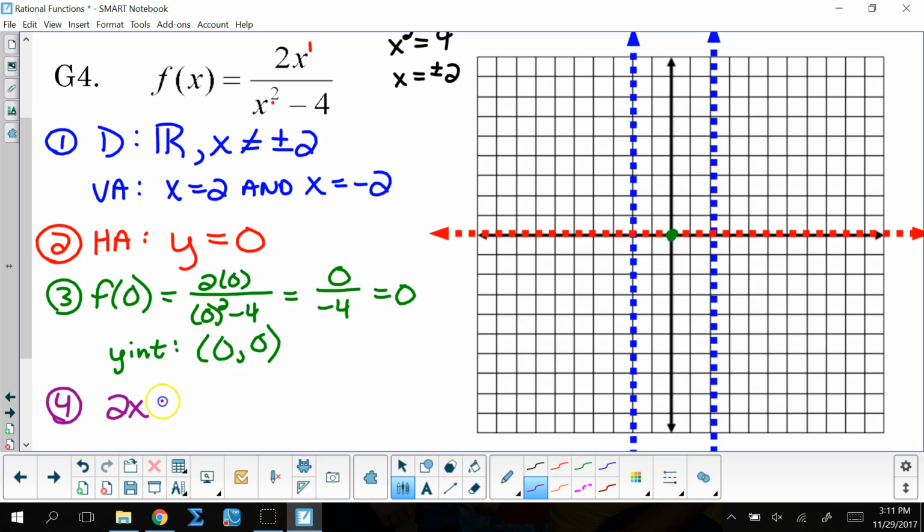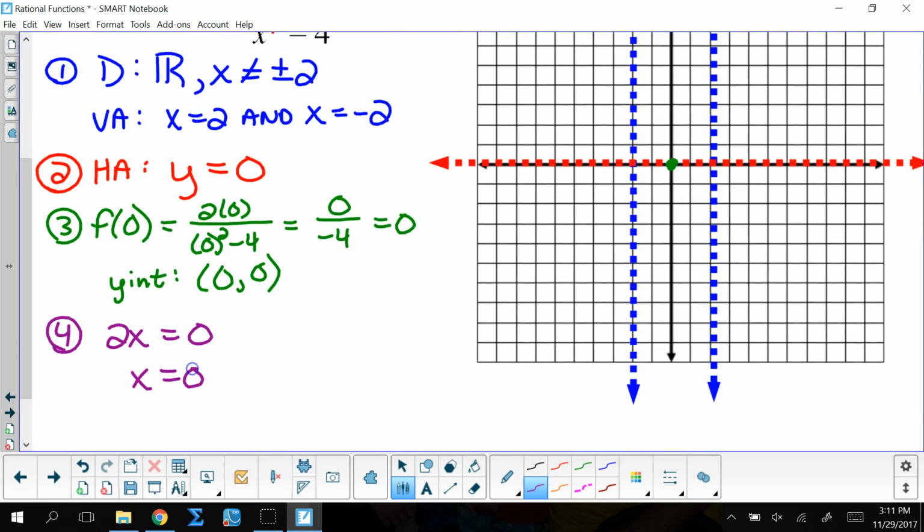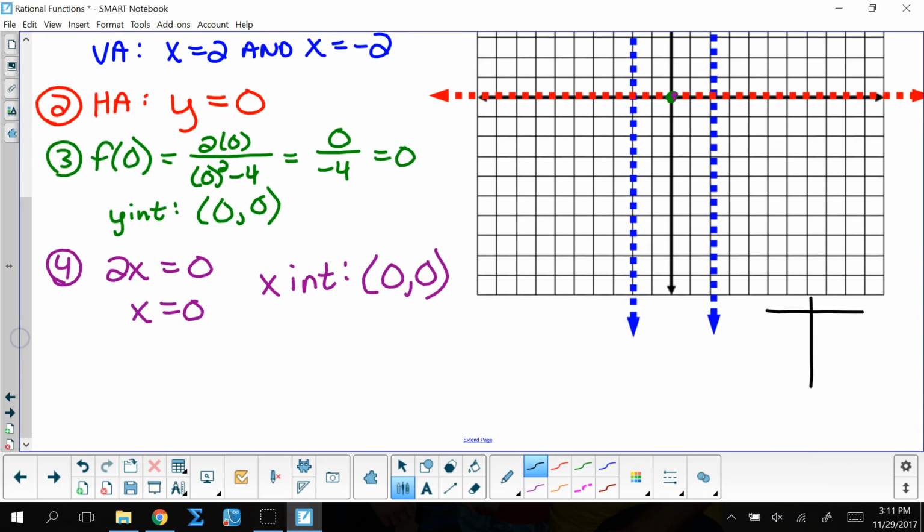Set my numerator equal to 0. So my x-intercept is also the origin. Okay. Then we've got to pick some points here now. So over here, we'll pick some points. My function again was 2x over x squared minus 4.